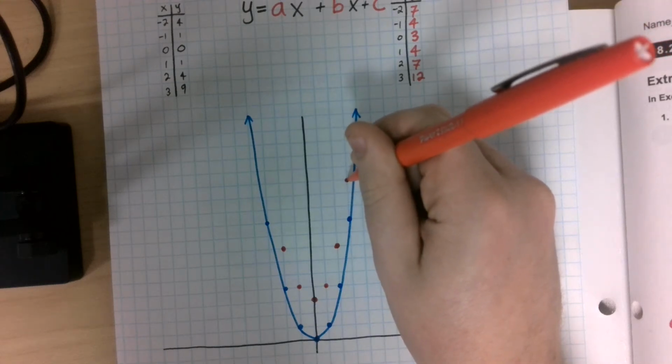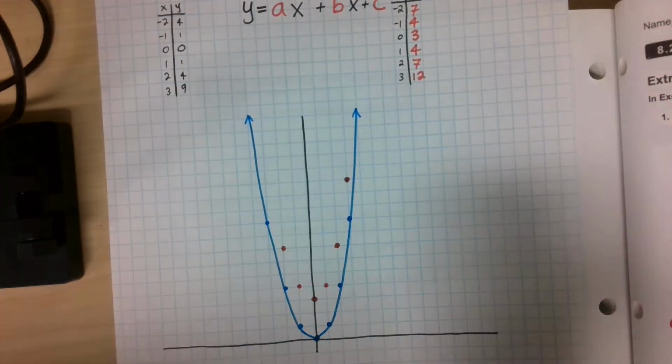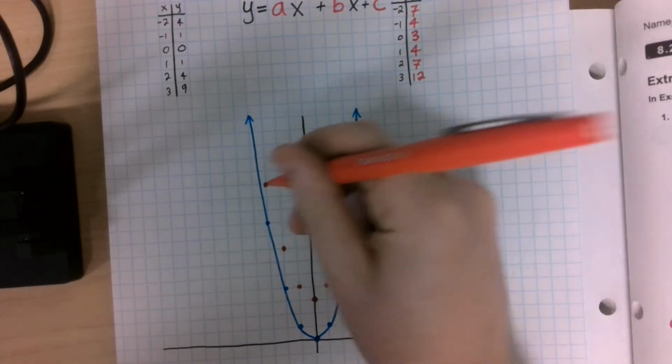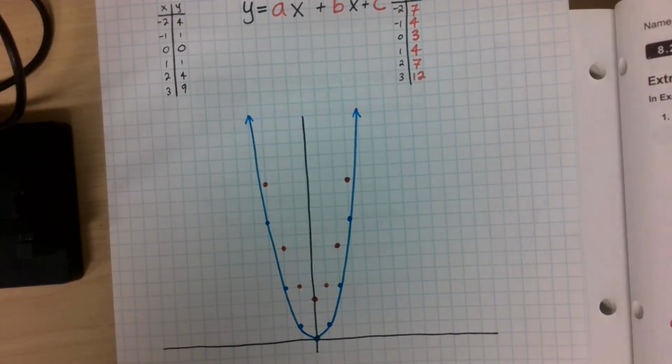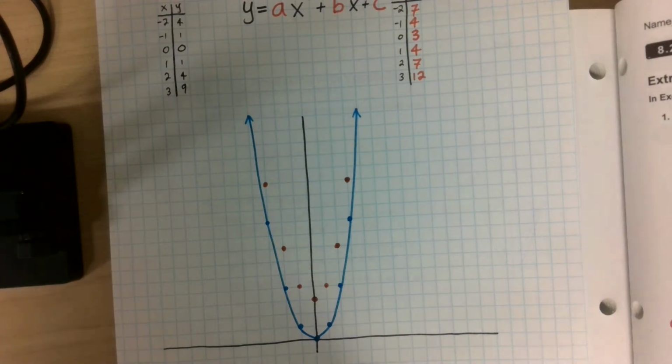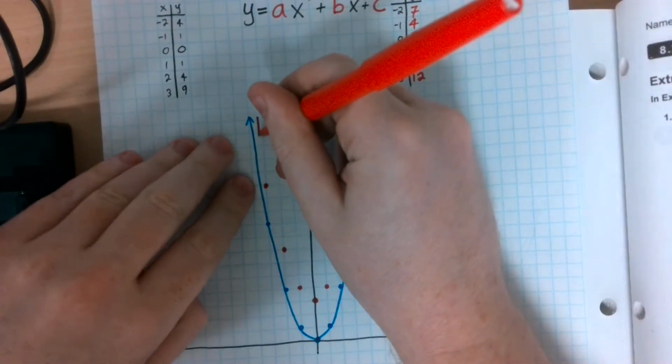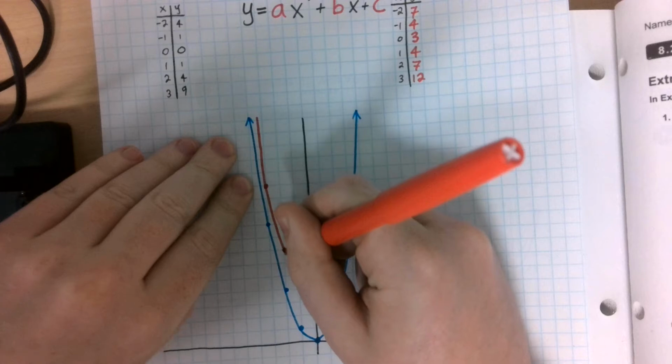Sorry, I had to do quick counting. There we go. This is what our new parabola is going to look like. But it doesn't look too different from the original. In fact, if I drew it out, it would just look like this.